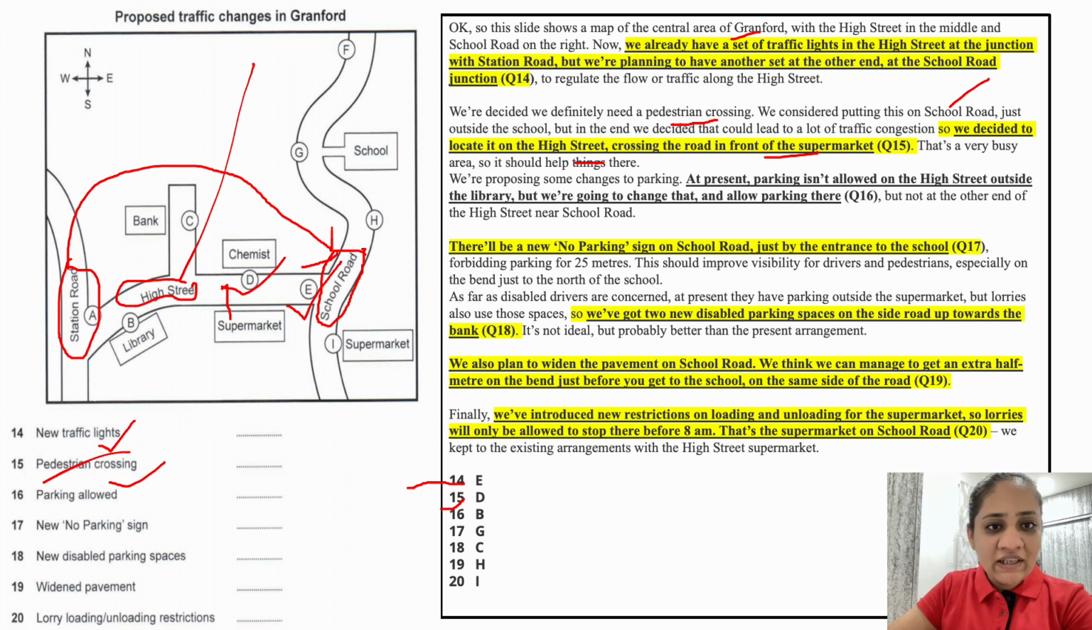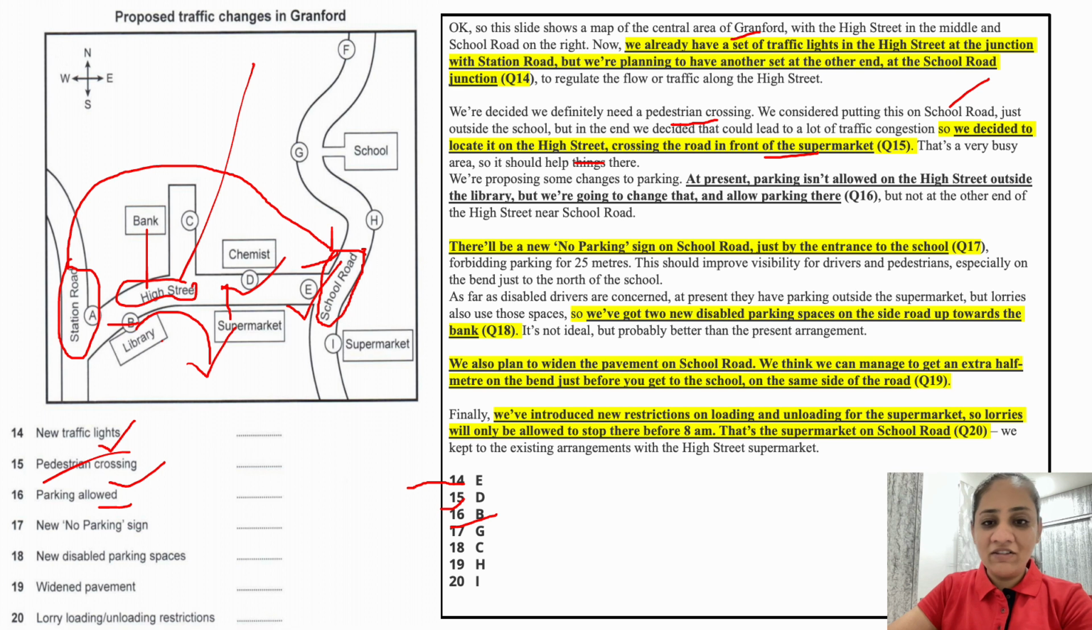We are proposing some changes to parking. At present, parking isn't allowed on the high street outside the library, but we are going to change that and allow parking there. So nearby the high street, outside the library, we have only B. So what they told you is that initially parking is not allowed, but now they are going to allow it. So our answer for parking allowed is B. Okay, so B is the answer.